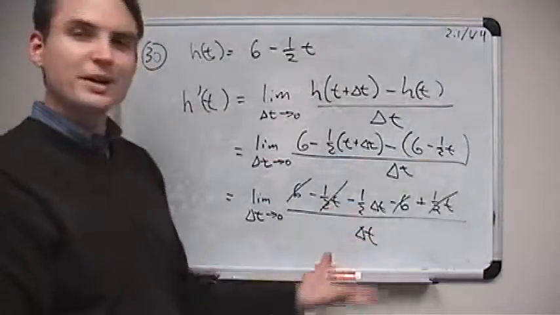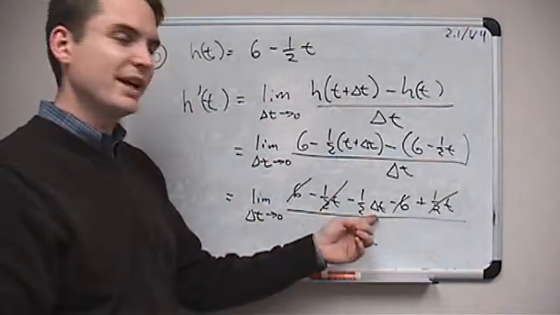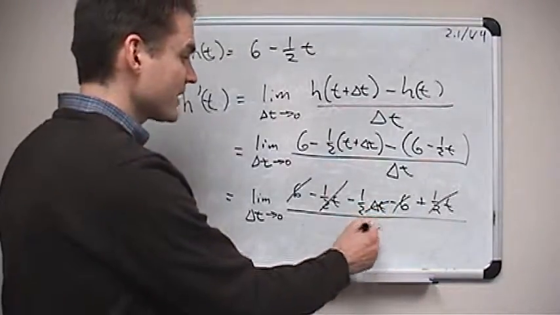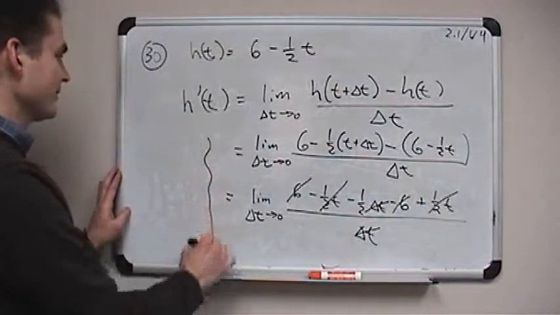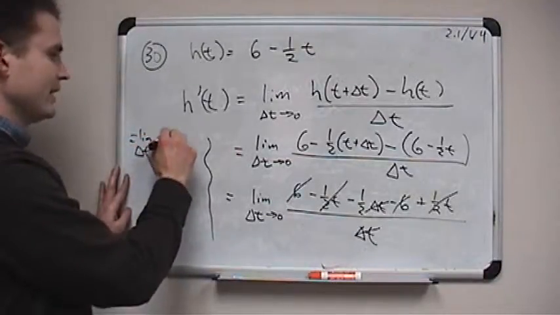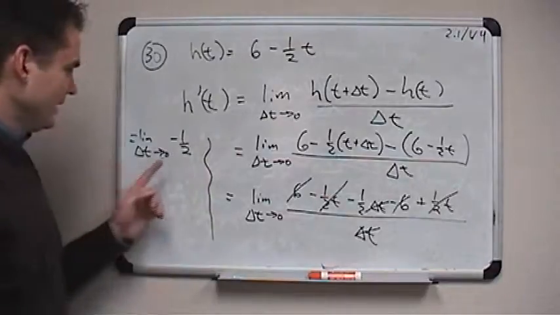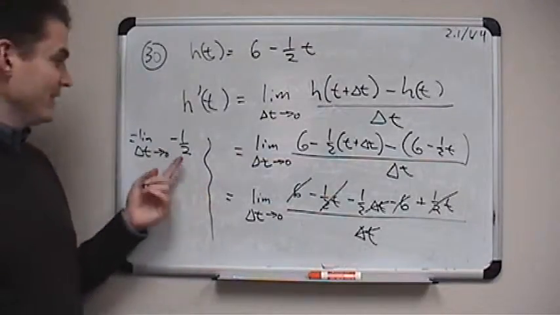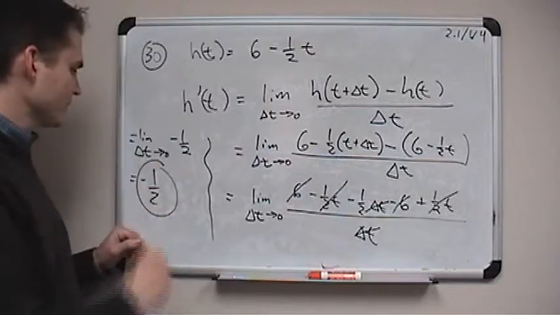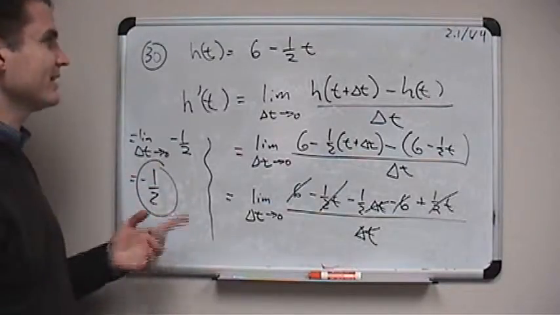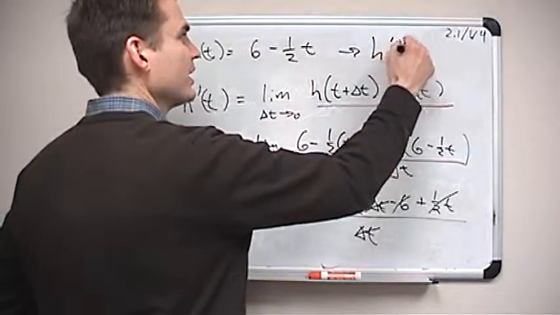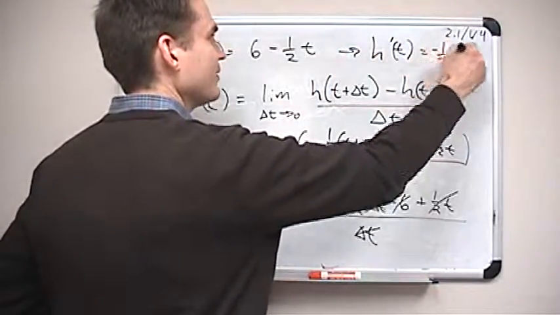And in fact, if you look at all I have left, it's just negative 1/2 times delta t over delta t. So those cancel, and what I wind up with here is the limit as delta t goes to 0 of negative 1/2. Well, if all of the delta t's are gone, then this number is going to approach negative 1/2. Okay, so what does that mean? Well, that means that the derivative of this function, thing we would call h prime of t, is negative 1/2.